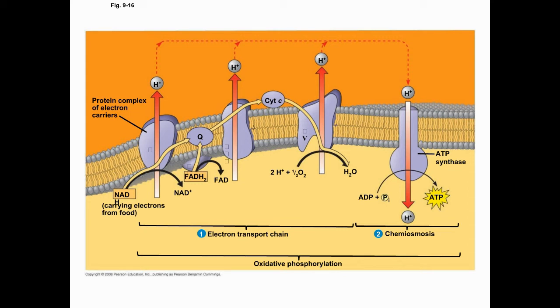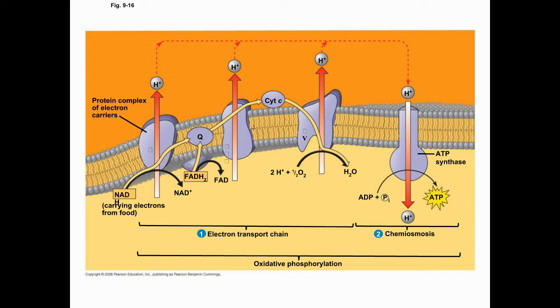Again, how many ATPs did we produce so far? We produced 4 ATPs through glycolysis and through the Krebs cycle. All right, we need to produce another 34 ATPs. We produce it through the electron transport chain.